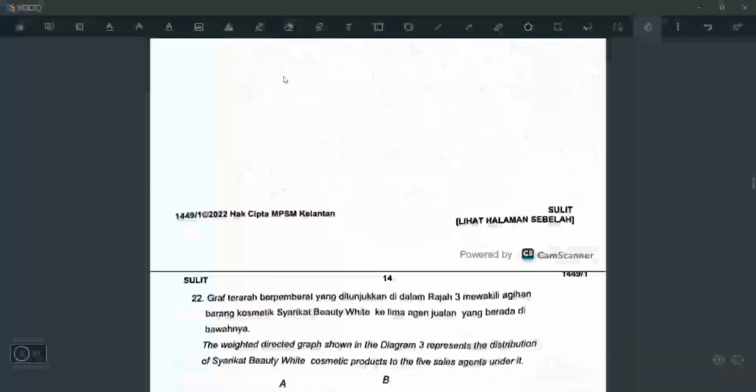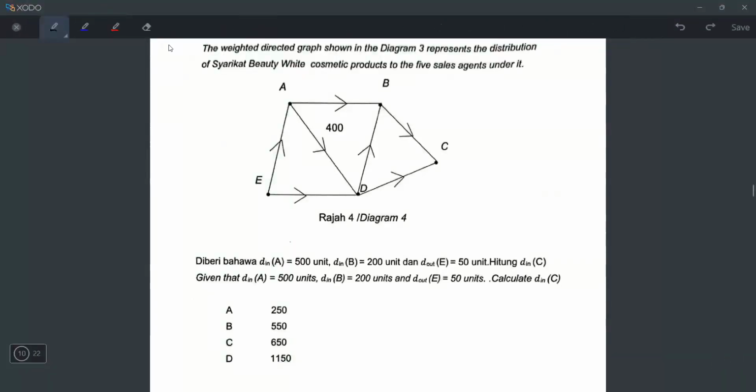Okay, let's go. 22. Okay, 22 says what? The weighted directed graph. Weighted means the graph will have labeling. Directed means it has direction. That's why you see all these arrows. Shown in the diagram is the distribution of the company Beauty White's cosmetic products to the 5 sales agents under it. So these A, B, C, D, E, these 5 dots represent the 5 sales agents, and these are all distributions of cosmetic products. I assume that the weights, the labeling here, represent the number of products. So that's why they say here, given that the degree in A is 500 units.